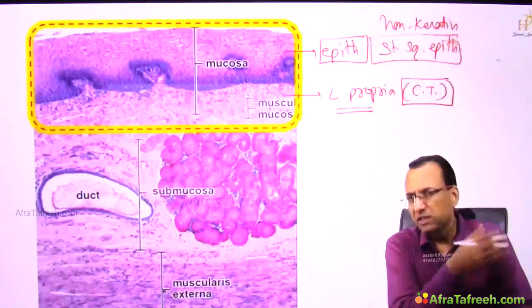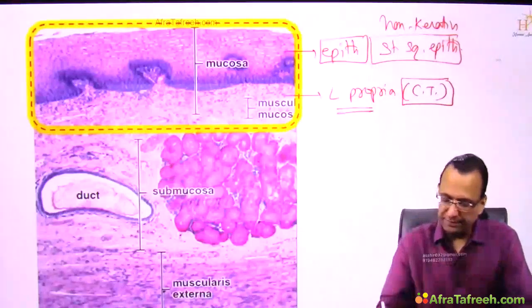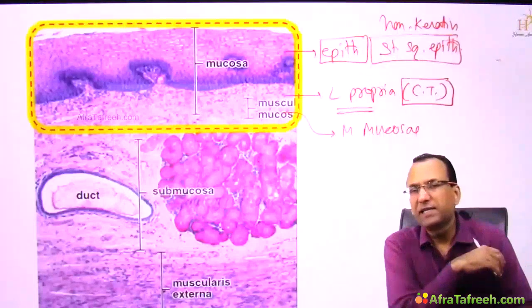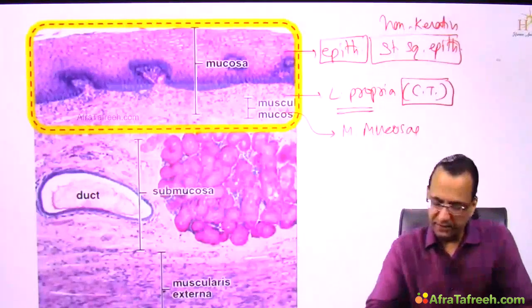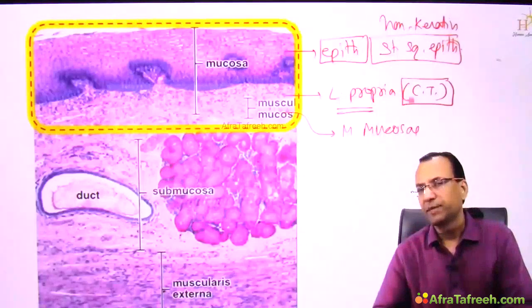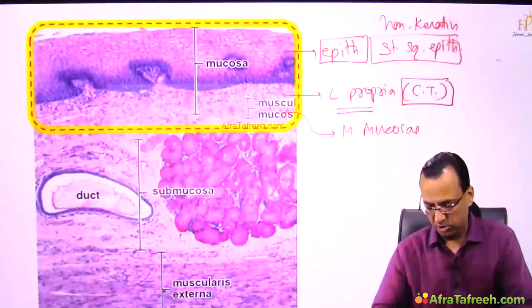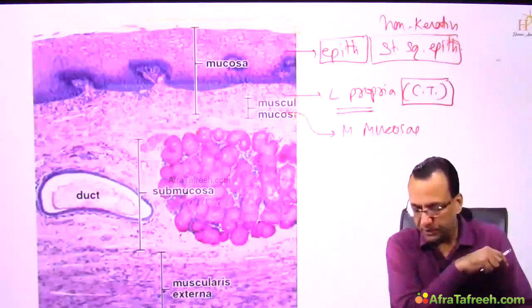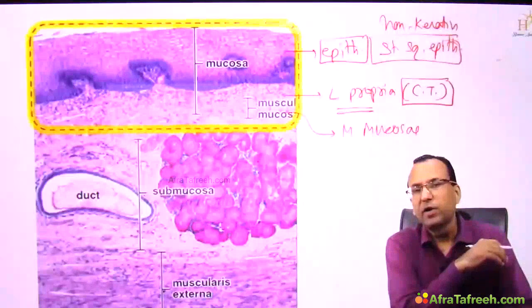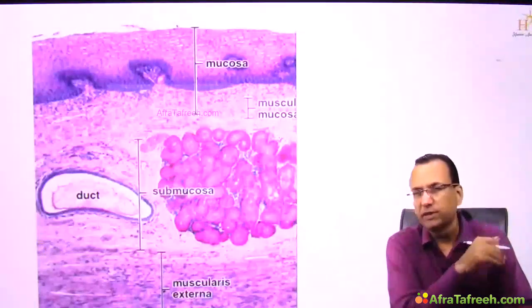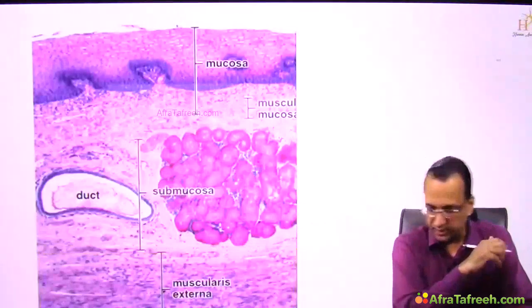And what is it still being supported by? Some muscle of the mucosa, which is called muscularis mucosa. So the mucosa basically has 3 components: the epithelium supported by subepithelial connective tissue, the lamina propria, and then you have the muscle of the mucosa, or muscularis mucosa. Then what is under the mucosa? Under the mucosa you have the submucosa, and what is over the submucosa? That is the muscular externa.